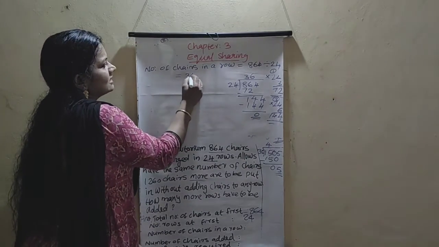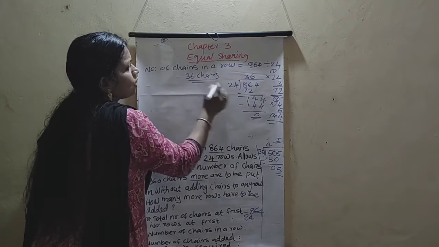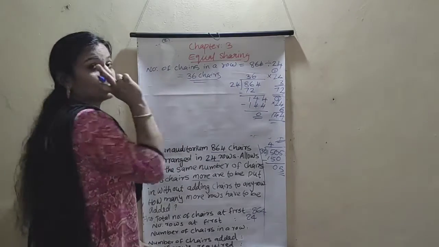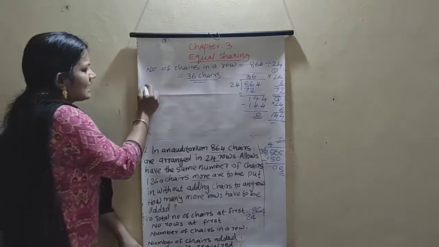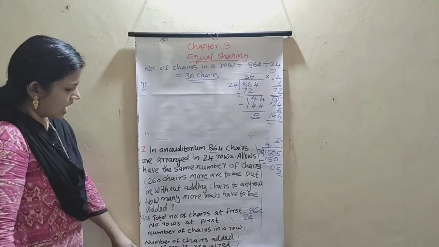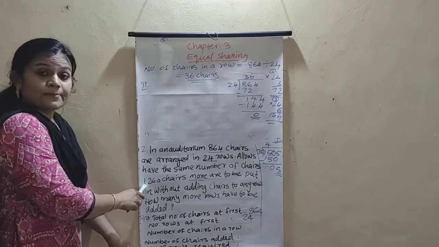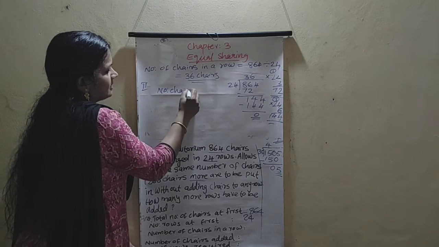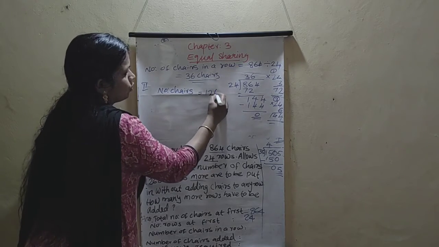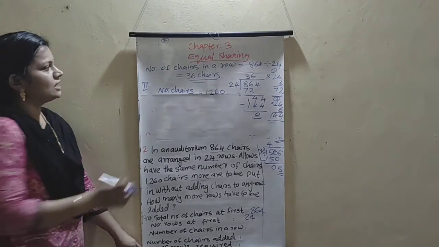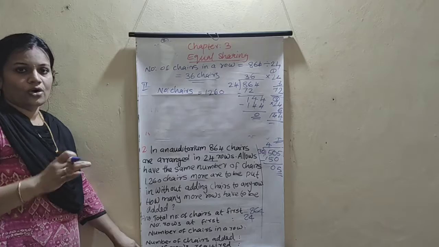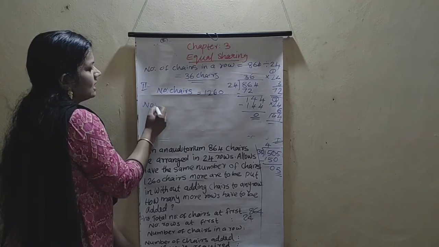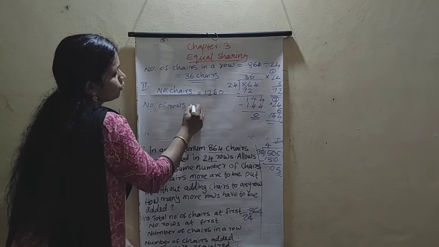Then how many chairs? 36 chairs. How many rows? 24 rows. In the first case, 24 rows are given, and the number of chairs in one row is 36. What about the second case? In the second case, the number of chairs is given: 1260. Then we already know the number of chairs in a row. The next thing is the number of rows required.